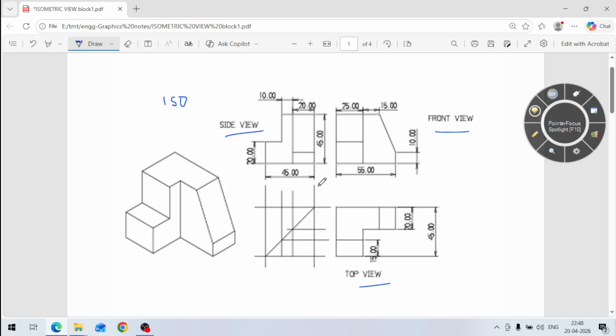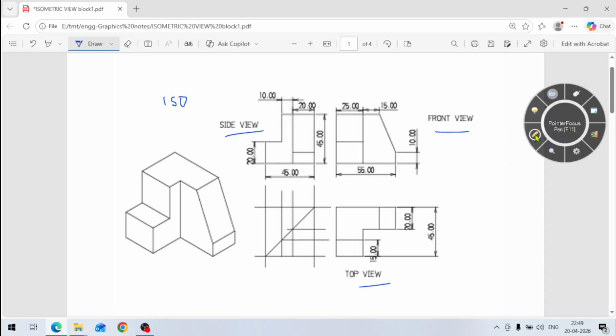First of all, the total width and length. These are the dimensions. This is 55 here. In the front view it is 55, and in the side view it is 45. So this dimension is 55 by 45. First of all, we have to give these two dimensions. So how to give these two dimensions?